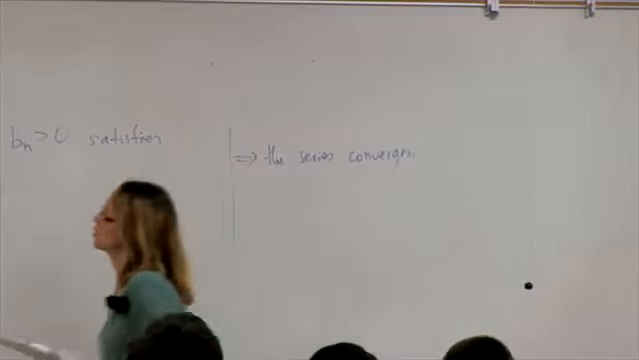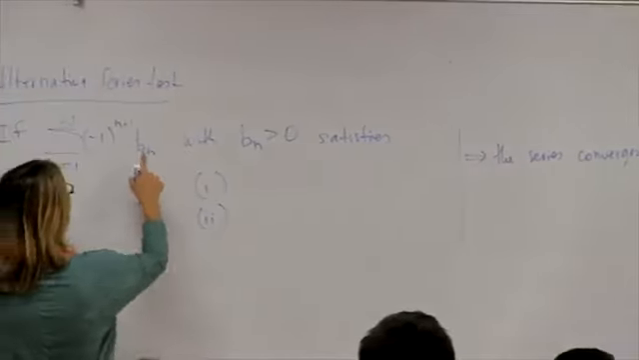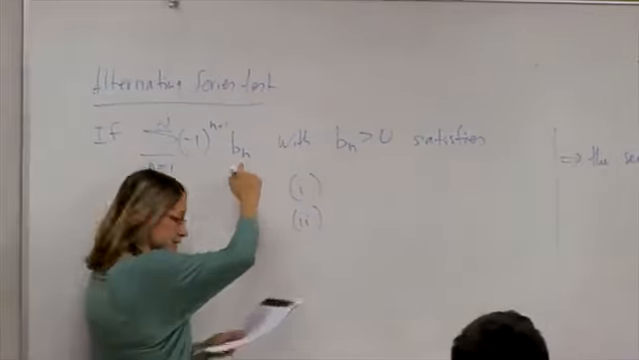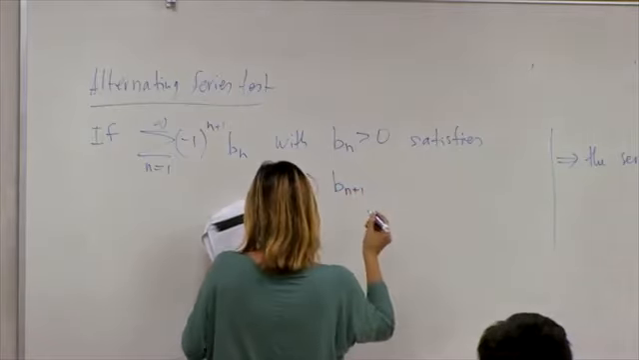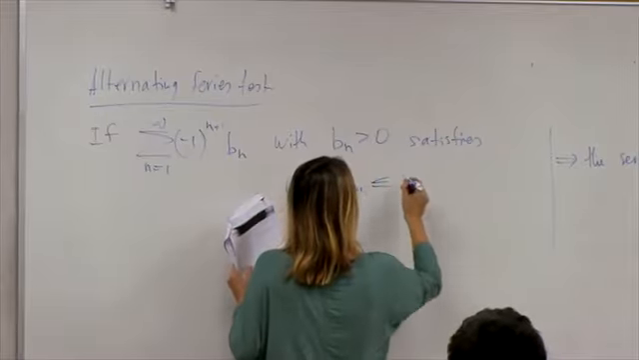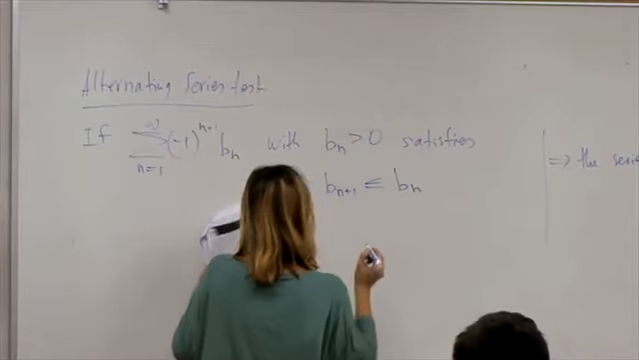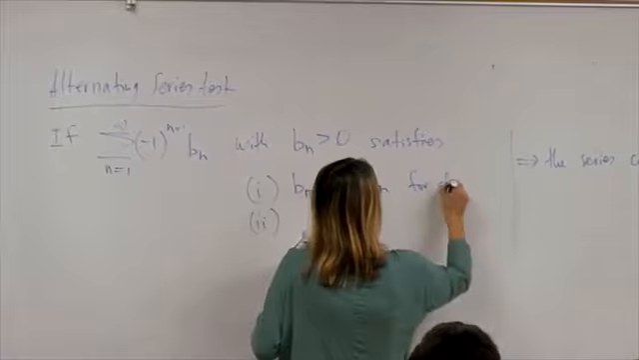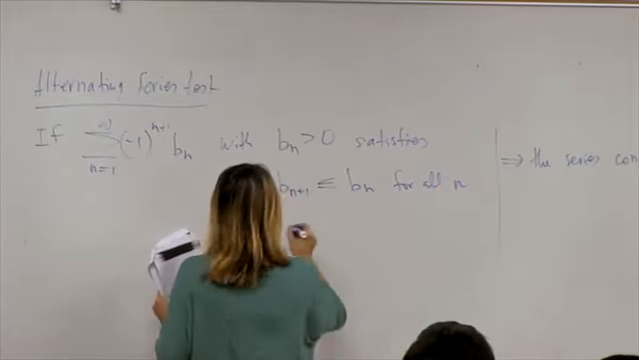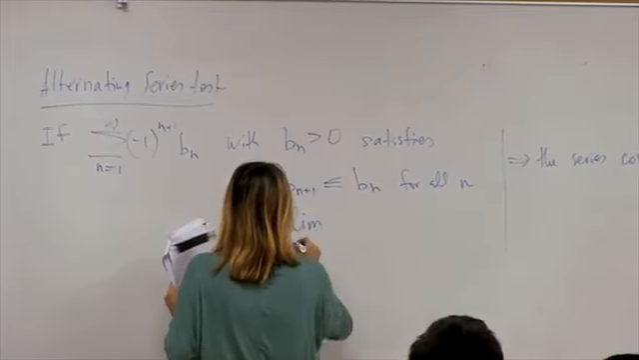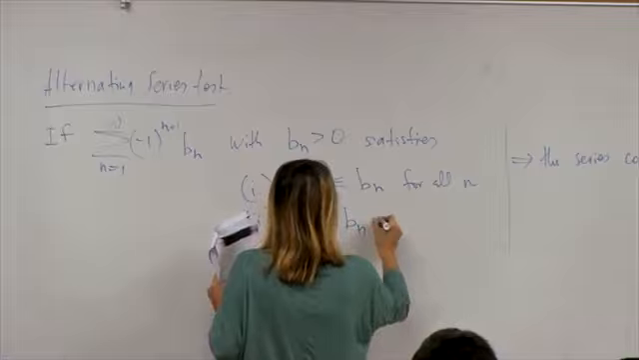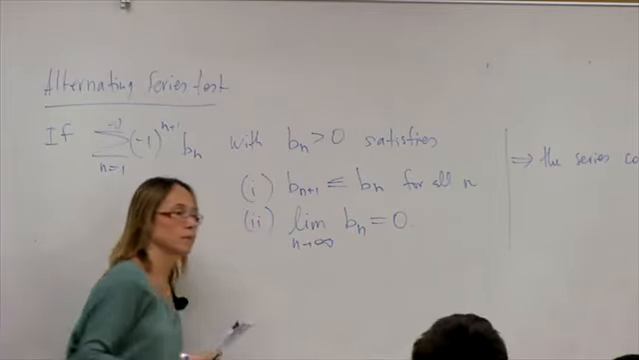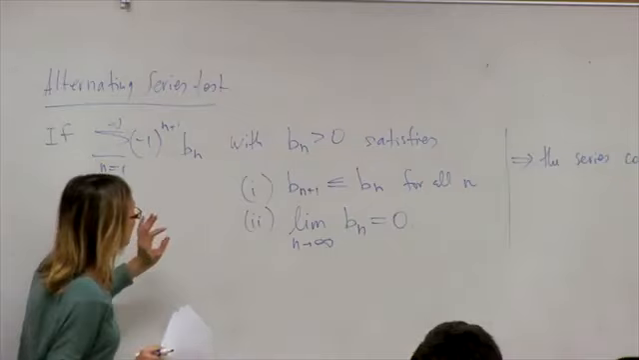So what are the two conditions? The conditions are going to be on the terms bn. The first condition is bn plus 1 has to be not bigger than bn for all n. And the limit, as n goes to infinity, of bn has to be 0.